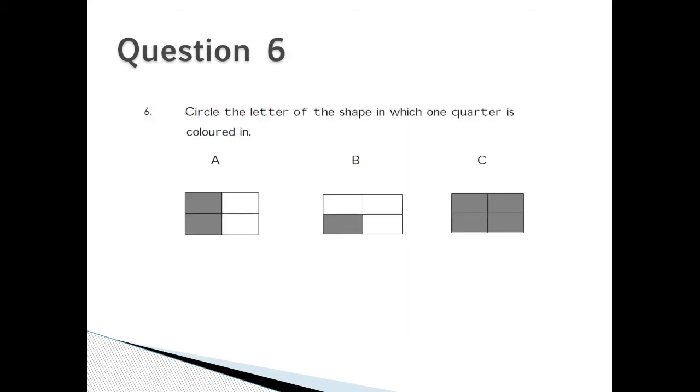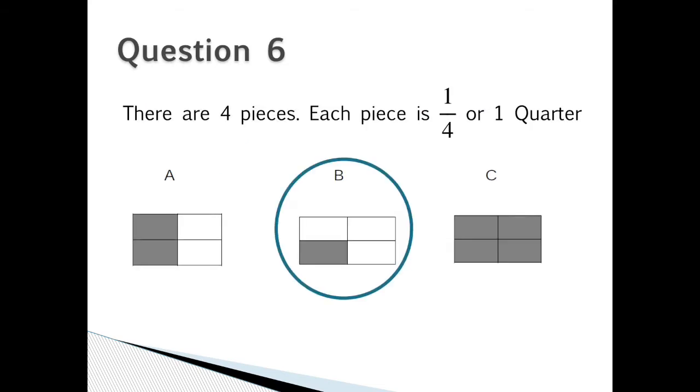Circle the letter of the shape in which 1/4 is colored in. Question 6. There are 4 pieces. Each is 1/4. So B is your correct answer where 1/4 is shaded in.